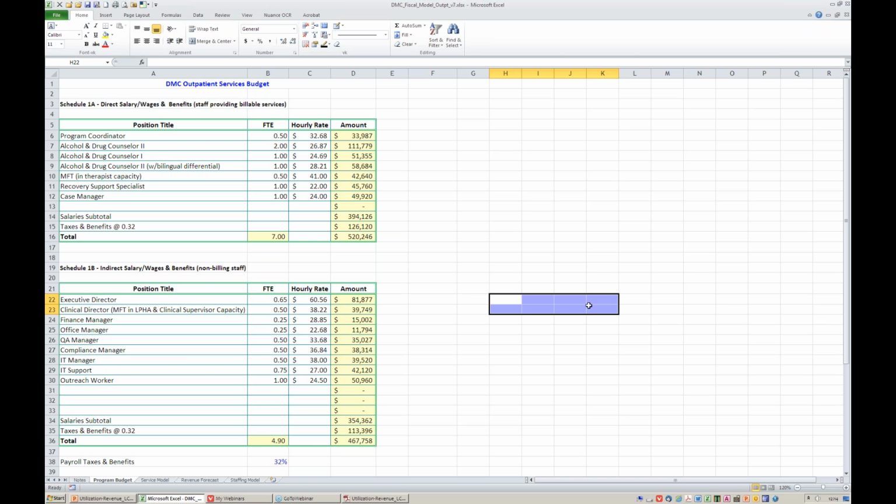And maybe, Victor, maybe. Yes. One other question that sometimes people get is, if you're in a small agency, your executive director could also be your MFT, in the therapist capacity above. So it might be that 50% of the time they're spending in front of the customer doing direct billable services, and 50% of the time they're doing indirect activities.